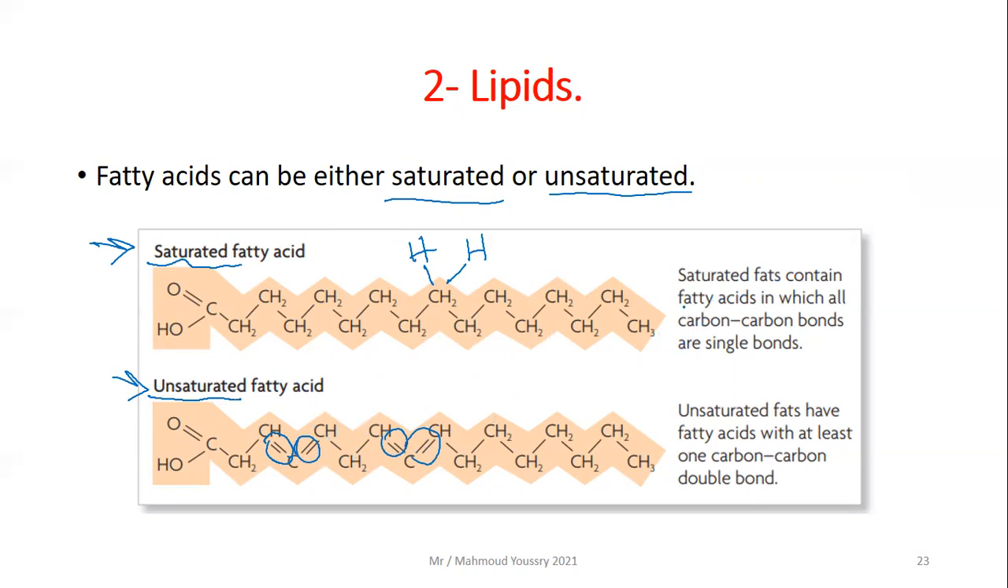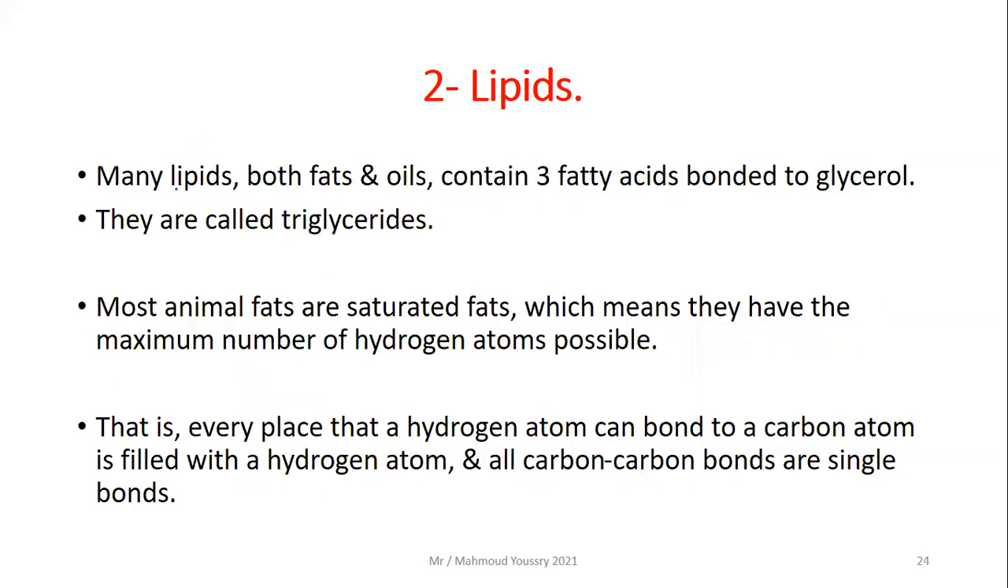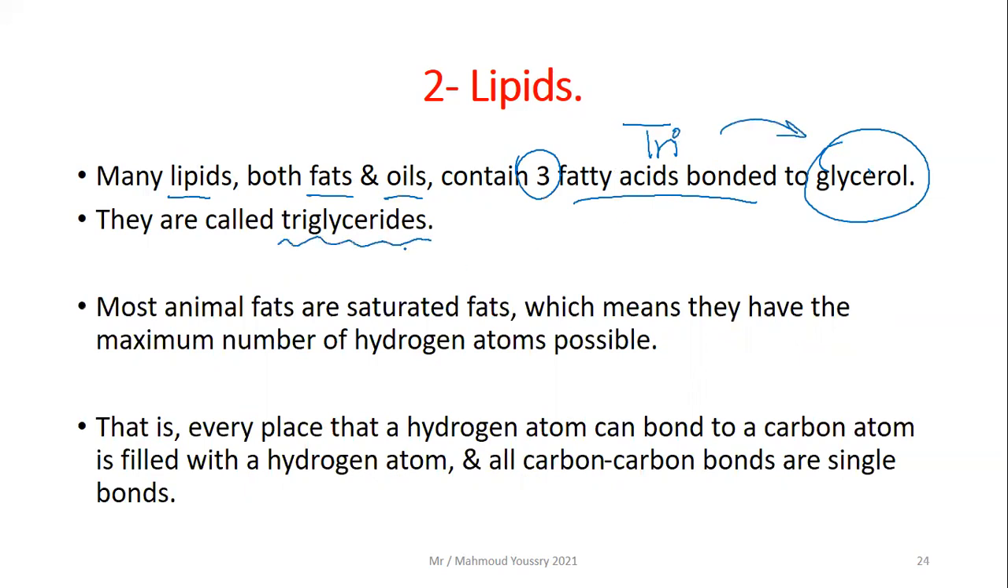Saturated fats contain fatty acids in which all carbon-carbon bonds are single bonds, but unsaturated fats have fatty acids with at least one carbon-carbon double bond. Many lipids, both fats and oils, contain three fatty acids bonded to glycerol. This is why, tri means three, they are called triglycerides.